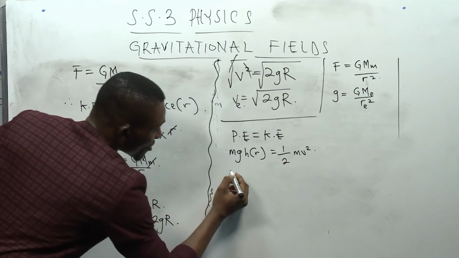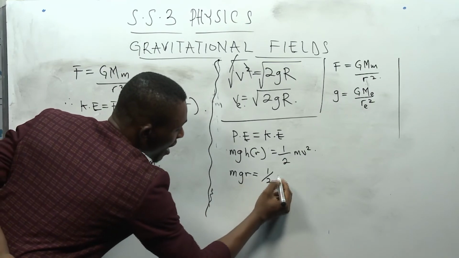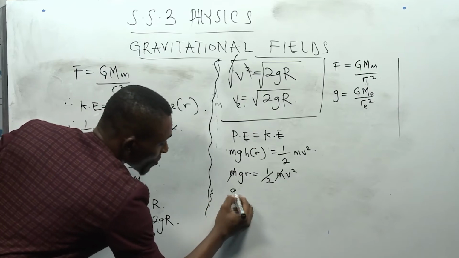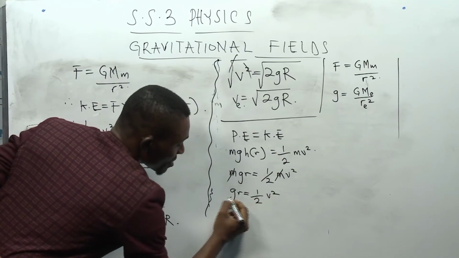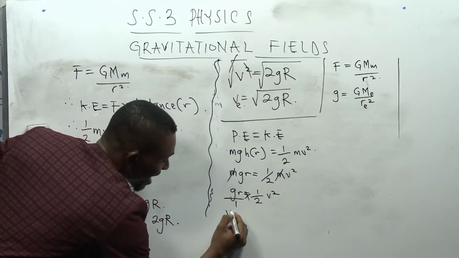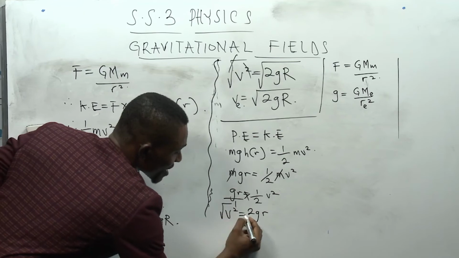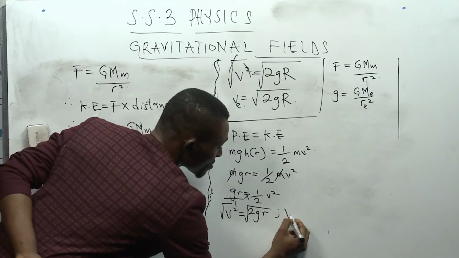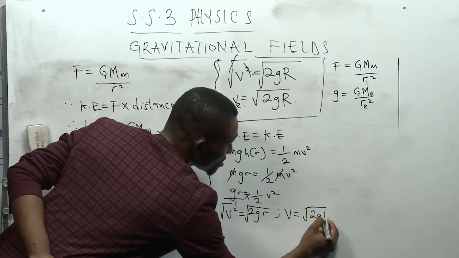So that we have mgR is equal to half mv squared. m goes with m, and then we have gR is equal to half v squared. When we cross multiply, we have v squared equal to 2gR. And when we take the square root of both sides, we are going to have that v is equal to the square root of 2gR.